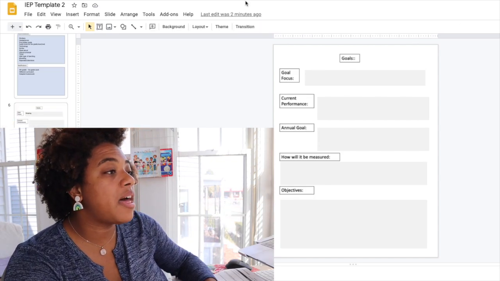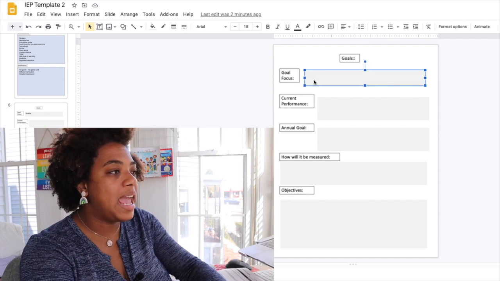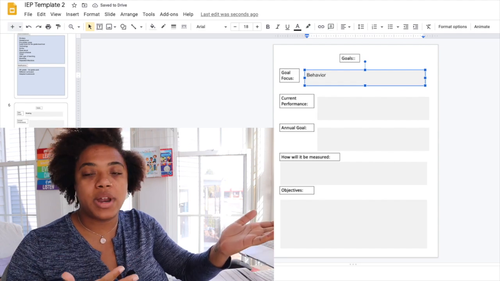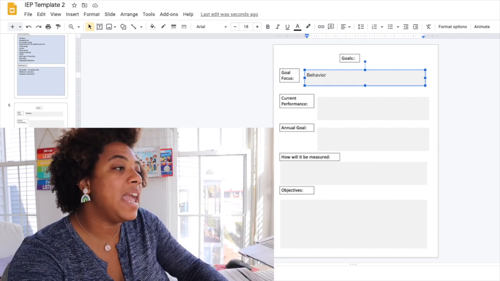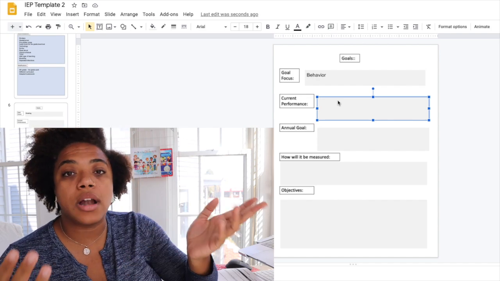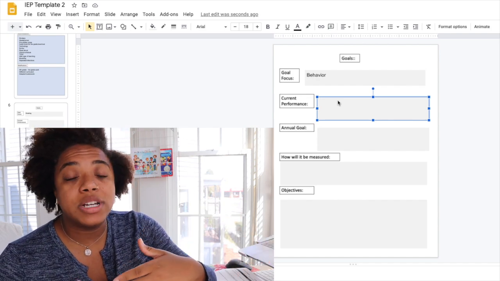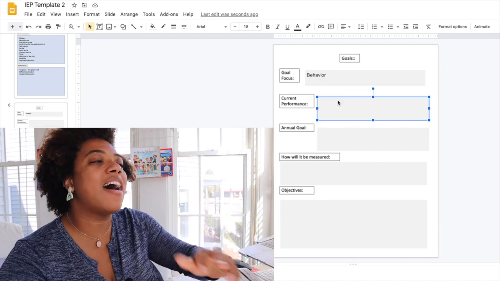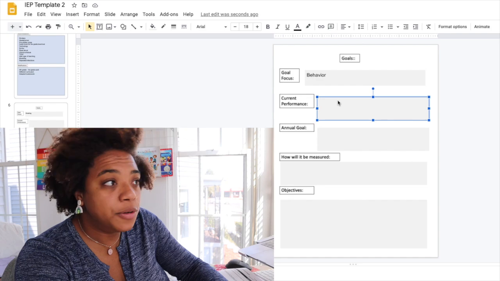I want to show you another example about behavior, because when it comes to reading and math and writing, it's kind of similar to what I just showed you. But when it comes to behavior, if you work at a school where you have consultants or BCBAs, then obviously talk with them. But I have worked at places where I did not get support and I had to write my own behavior goals, and you just kind of have to do what you got to do.